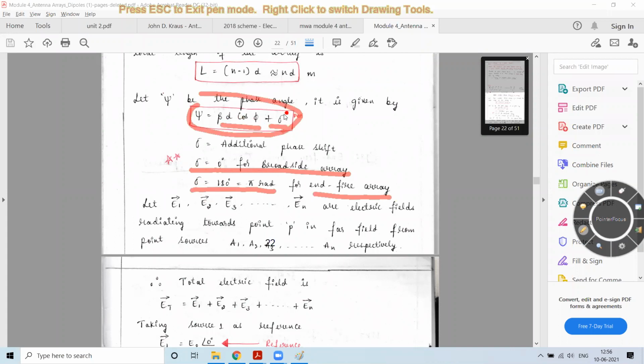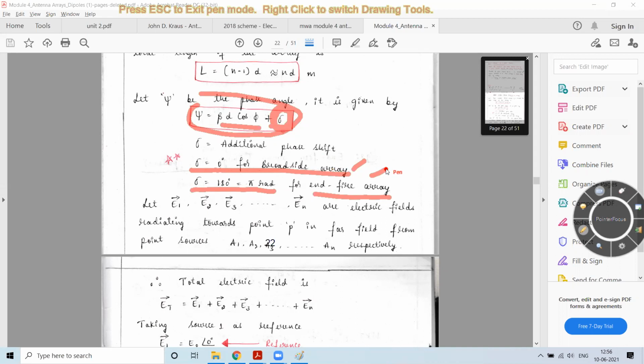So if I know that it is a broadside array, I can substitute delta equal to 0 degrees. And if it is an endfire array, I can substitute delta equal to 180 degrees. Because when they specify the problem, sometimes they specify that the array is a broadside array, so they indirectly give the value of delta. And sometimes they might specify that it is an endfire array. In that case, we need to consider delta equal to pi radians or 180 degrees.